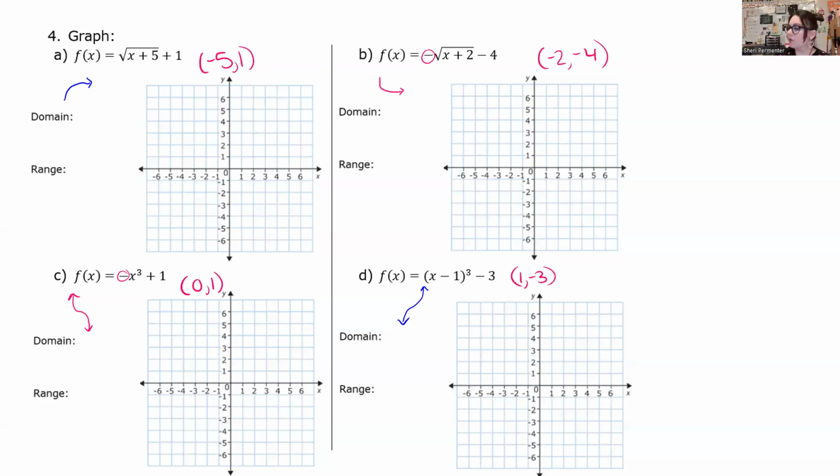Brilliant. Okay. Now I am ready to actually put on my center or my starting point for all my graphs. So the first one, -5, 1. For my next one, -2, -4. Zero, 1. -1, sorry, 1, -3.